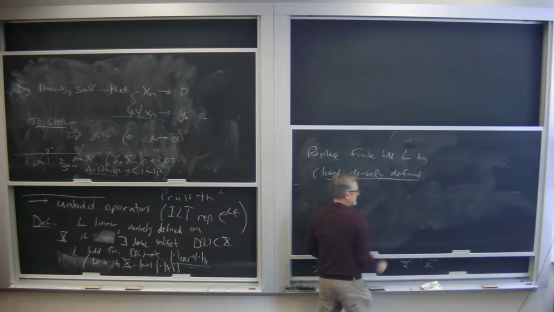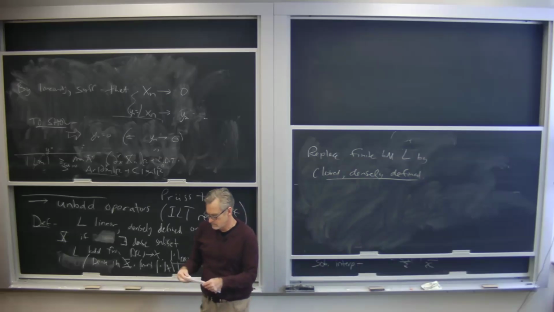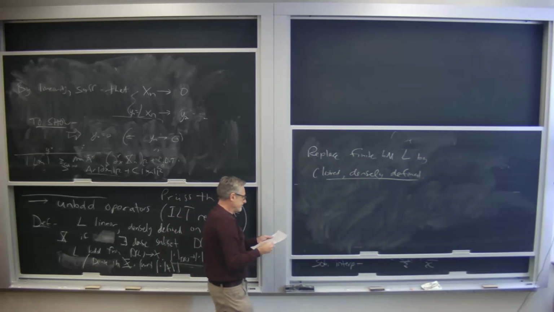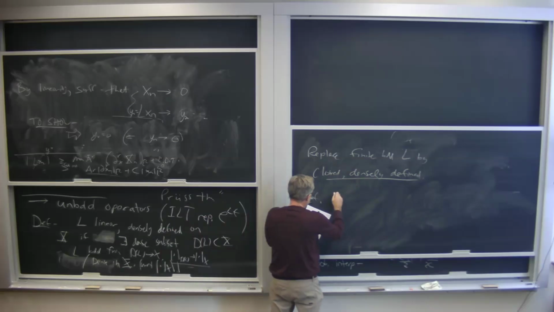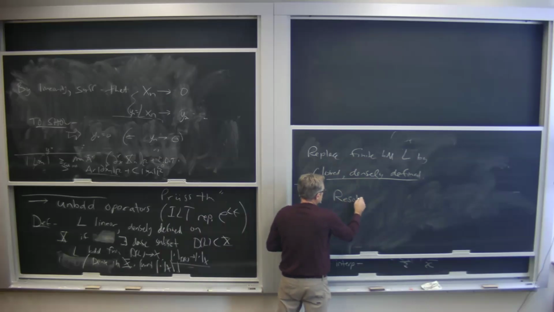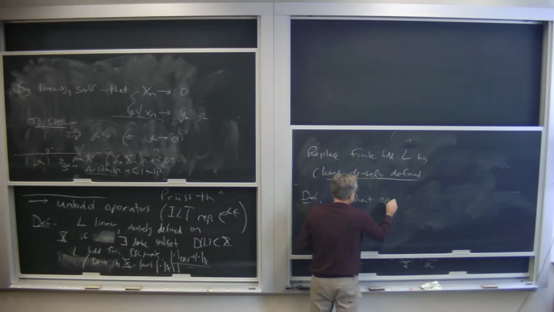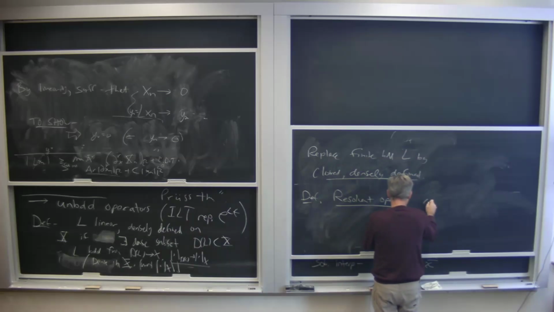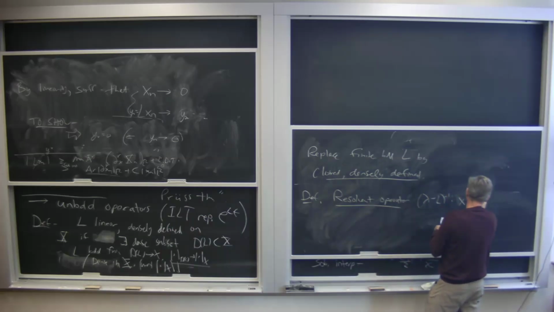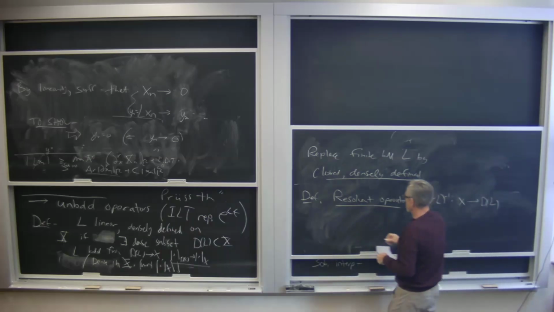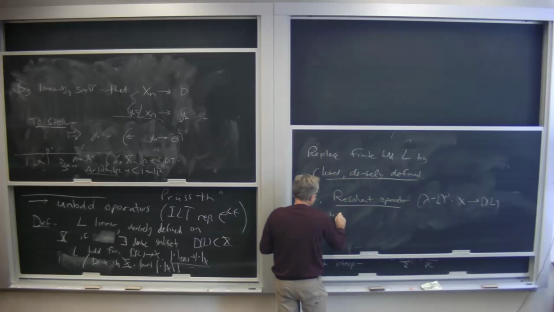And this is now going to allow us to treat unbounded operators. Okay, definition. The resolvent operator is lambda minus L inverse from X to D of L, wherever it is defined.